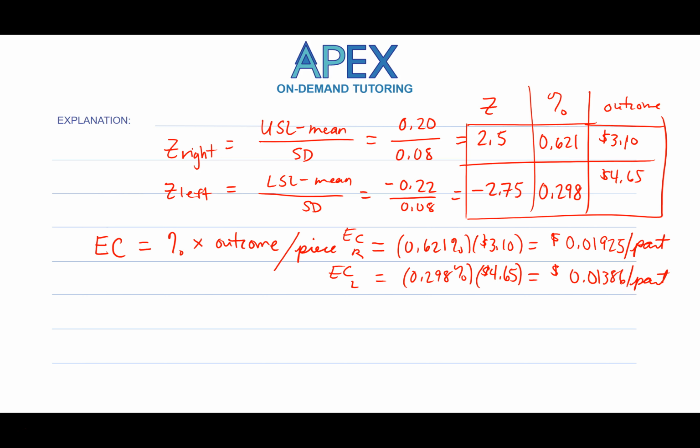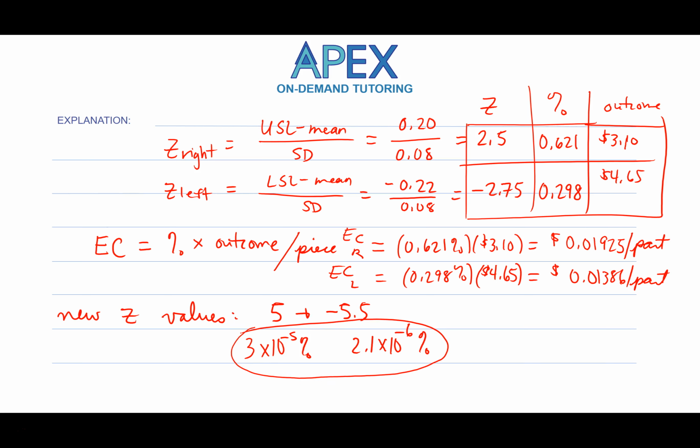Now, here's where things get interesting. The new part has a standard deviation of 0.04. And if you calculate the new z values, you get 5 and negative 5.5. And the percentages that correspond to this are 3 times 10 to the negative 5th percent and 2.1 times 10 to the negative 6th percent. So, in other words, we can pretty much assume that these chances are now close to 0. Close enough to 0 that it's not really going to affect our next step.